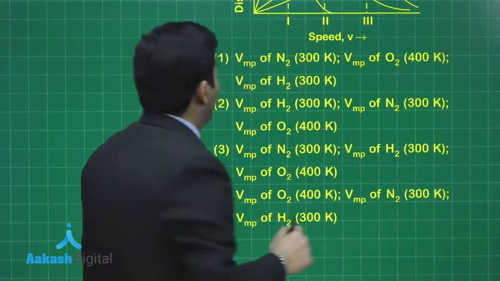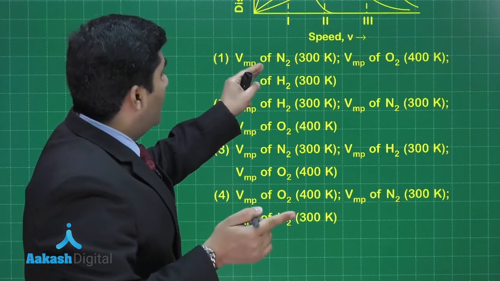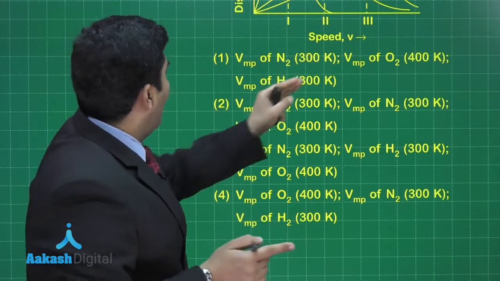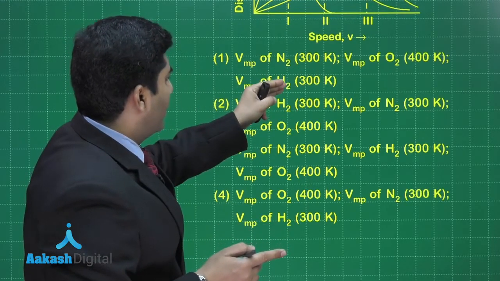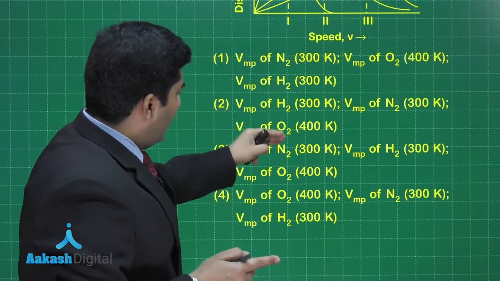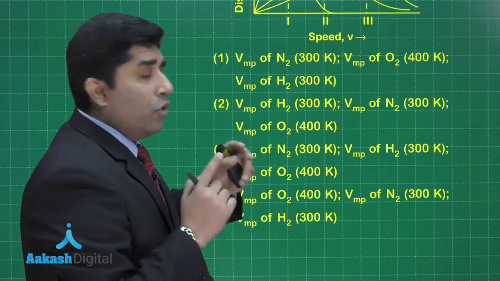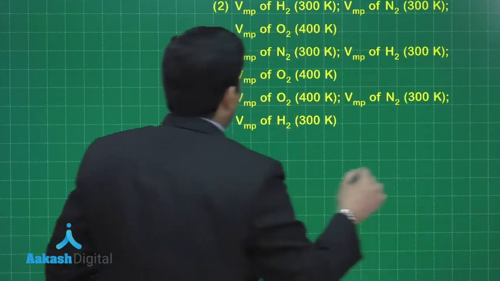The first one is most probable velocity of nitrogen at 300 Kelvin, most probable velocity of oxygen at 400 Kelvin and most probable velocity of hydrogen at 300 Kelvin. Similarly, these 3 options are also given in which the options are shuffled. So first we have to know what is the formula of most probable speed.